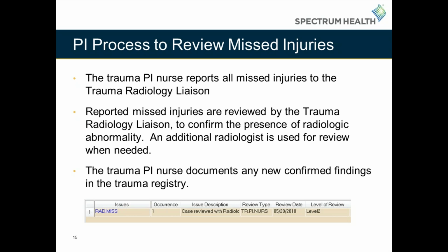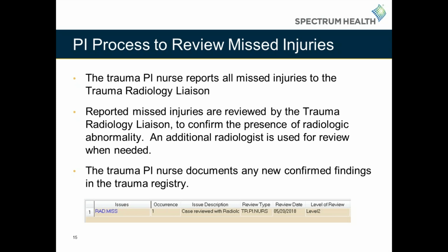And with that process, the PI nurse also vets through that to determine what the true issue is here. If there is a missed rib fracture, what report is it on, and sending the exact date and time of the x-ray to the radiology liaison through an email, giving the patient identifiers so they can easily identify the case, and sending them information about what the change of care was for that patient as well. And then the radiology liaison reviews that patient case and confirms whether that radiologic abnormality is present.